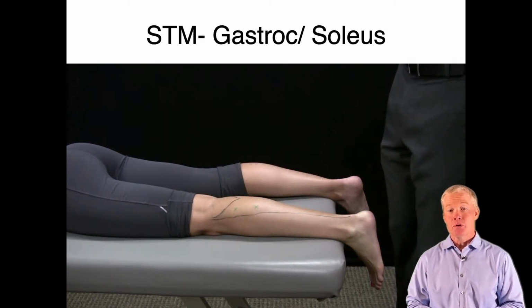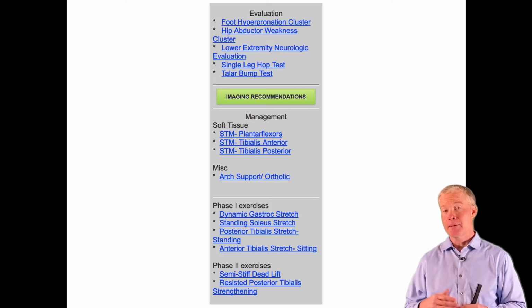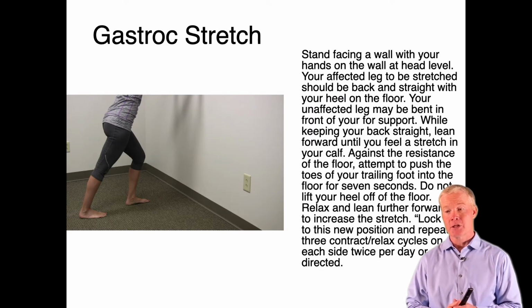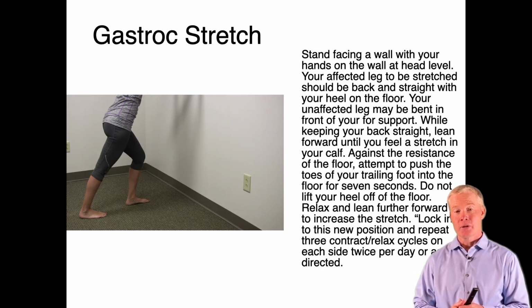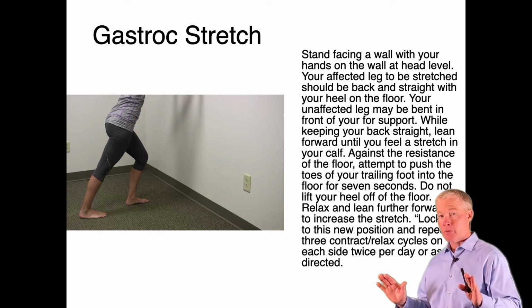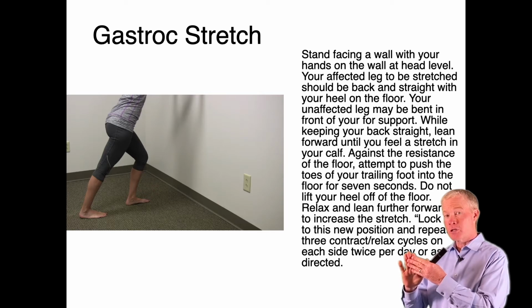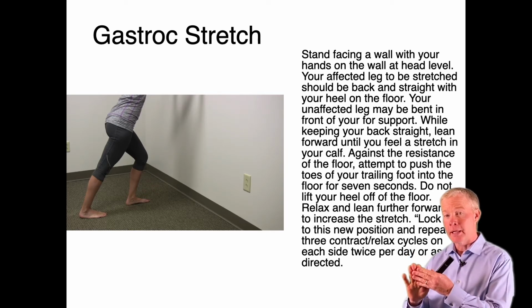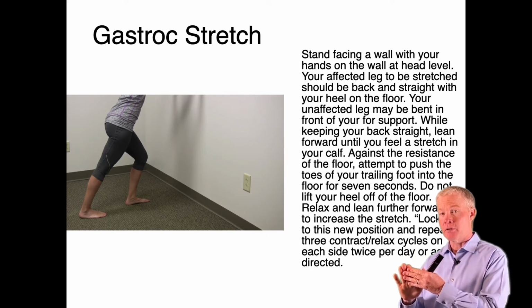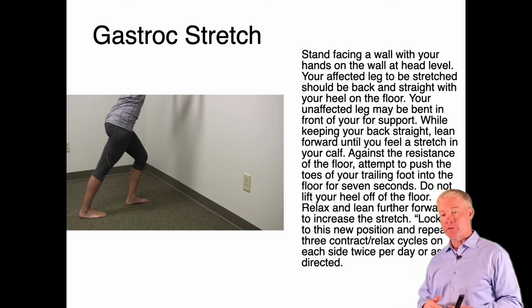The other thing that we'll do is to make sure that the patient knows how to keep those muscles limber themselves. So we'll teach them the gastroc stretch. This is stretching her right gastroc with one leg back, leaning into the wall. Again, a contract-relax version is to push into the floor, relax and stretch further forward. Push into the floor, relax and stretch further forward.